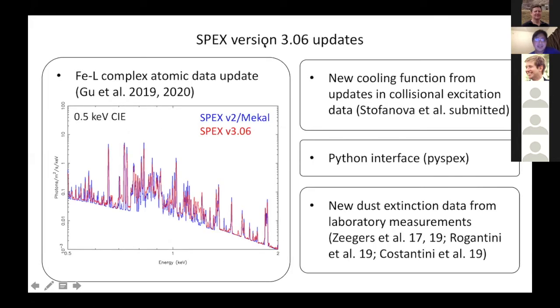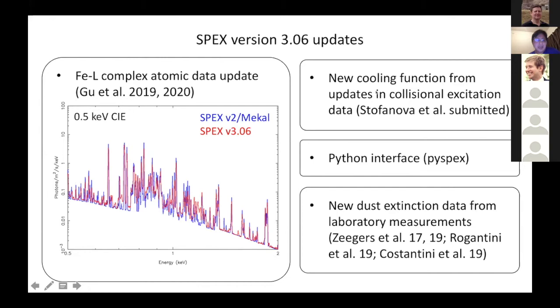New Spex is now updated to version 3.06, mainly in this aspect. We have now a new calculation for the L-shell complex, the atomic data. Here you can see the plot showing the Spex version 2, also called the Mako code, calculation of a 0.5 keV CIE spectrum, and the latest model in the new release. You can see the new model is significantly different, or say improved, from the old one. This also tells us that the Mako code has become out of date and probably should not be used for high-resolution spectroscopy.